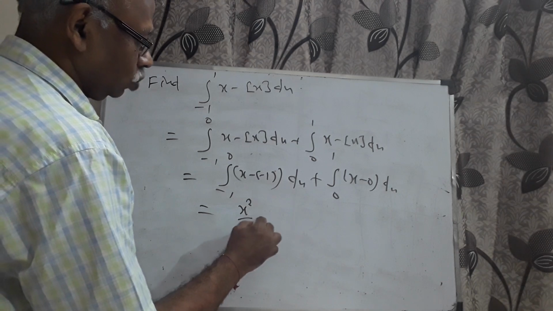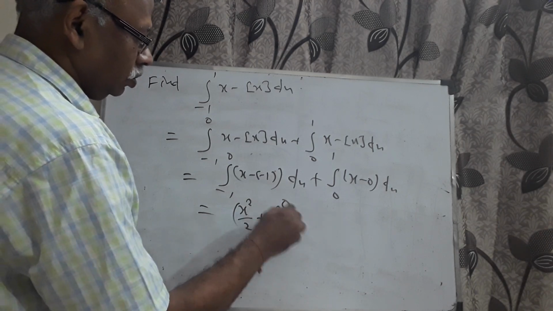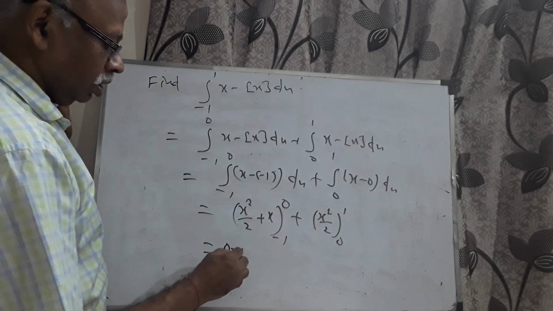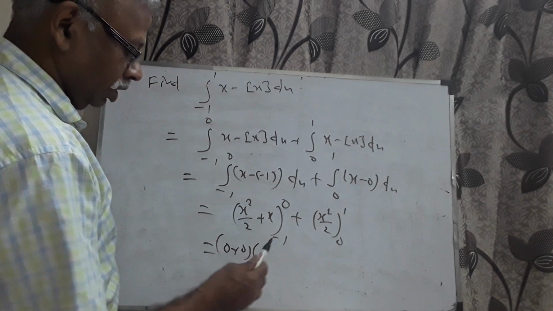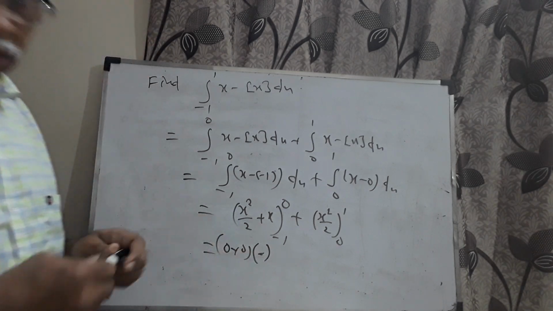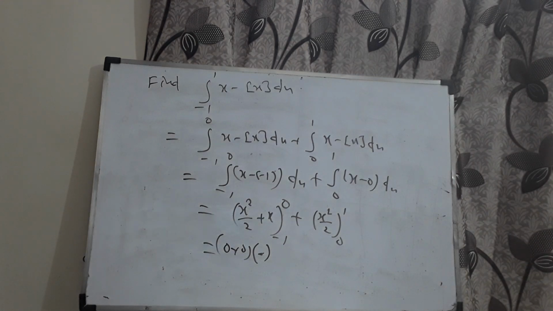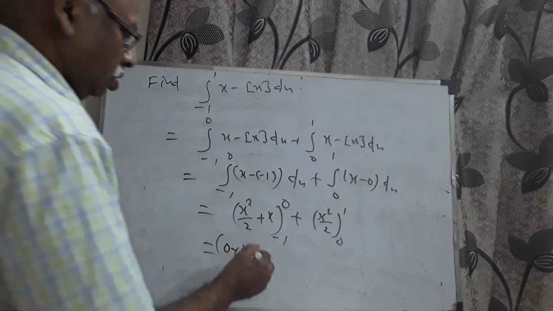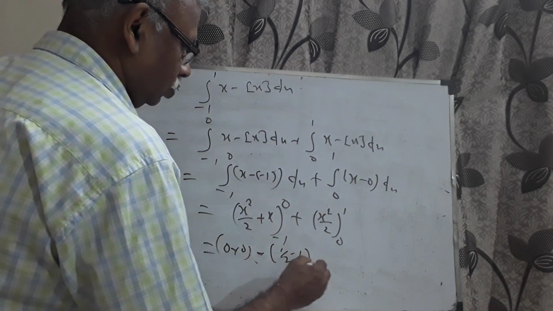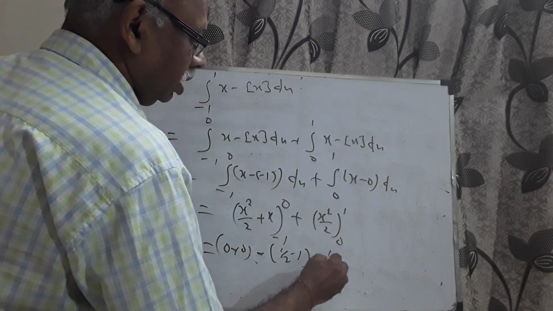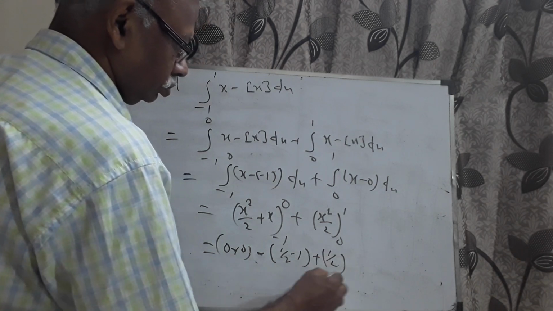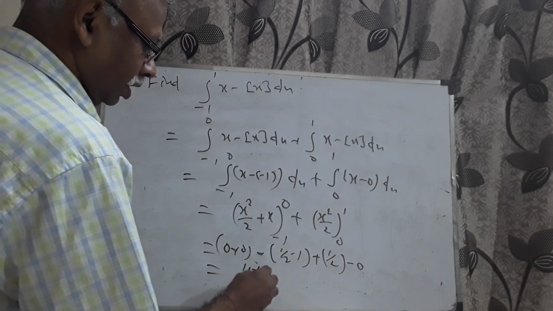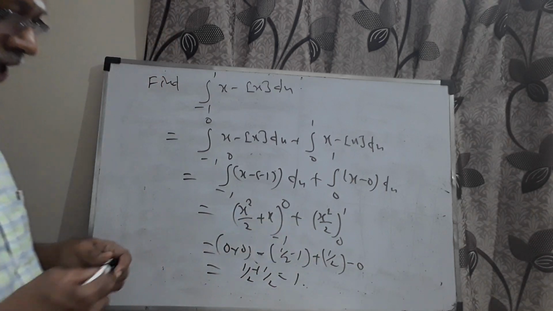Therefore, I end up with x squared by 2 plus x from minus 1 to 0, plus x squared by 2 from 0 to 1. Apply the upper limit, 0 plus 0, then minus the lower limit: half minus 1, plus this will anyway be half minus 0. Therefore this reduces to plus half, which is reduced to 1. The answer happens to be 1.